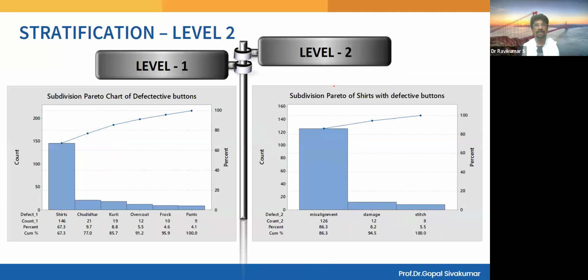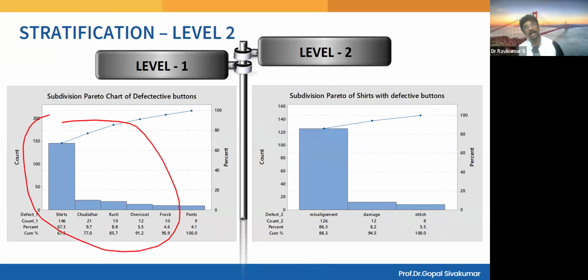Now let us go to level 2. This is level 1, guys. Already we have dealt with it. So now we found that the defective button is the one that caused 44% rejections, and that defective button is occurring regularly in shirts by 68%. Now let us deep dive into that. What type of defective button faults occur in shirts?